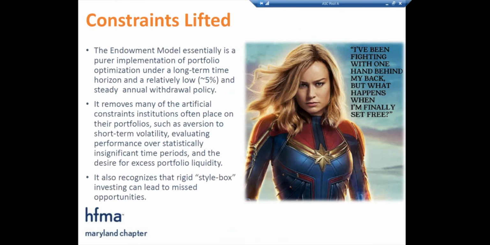And so basically an endowment that has a very long-term time horizon and a fairly low, typically around 5%, and fairly steady annual payout policy can be freed up to avoid what could be artificial or psychological constraints, concerns with short-term volatility, which doesn't feel good.